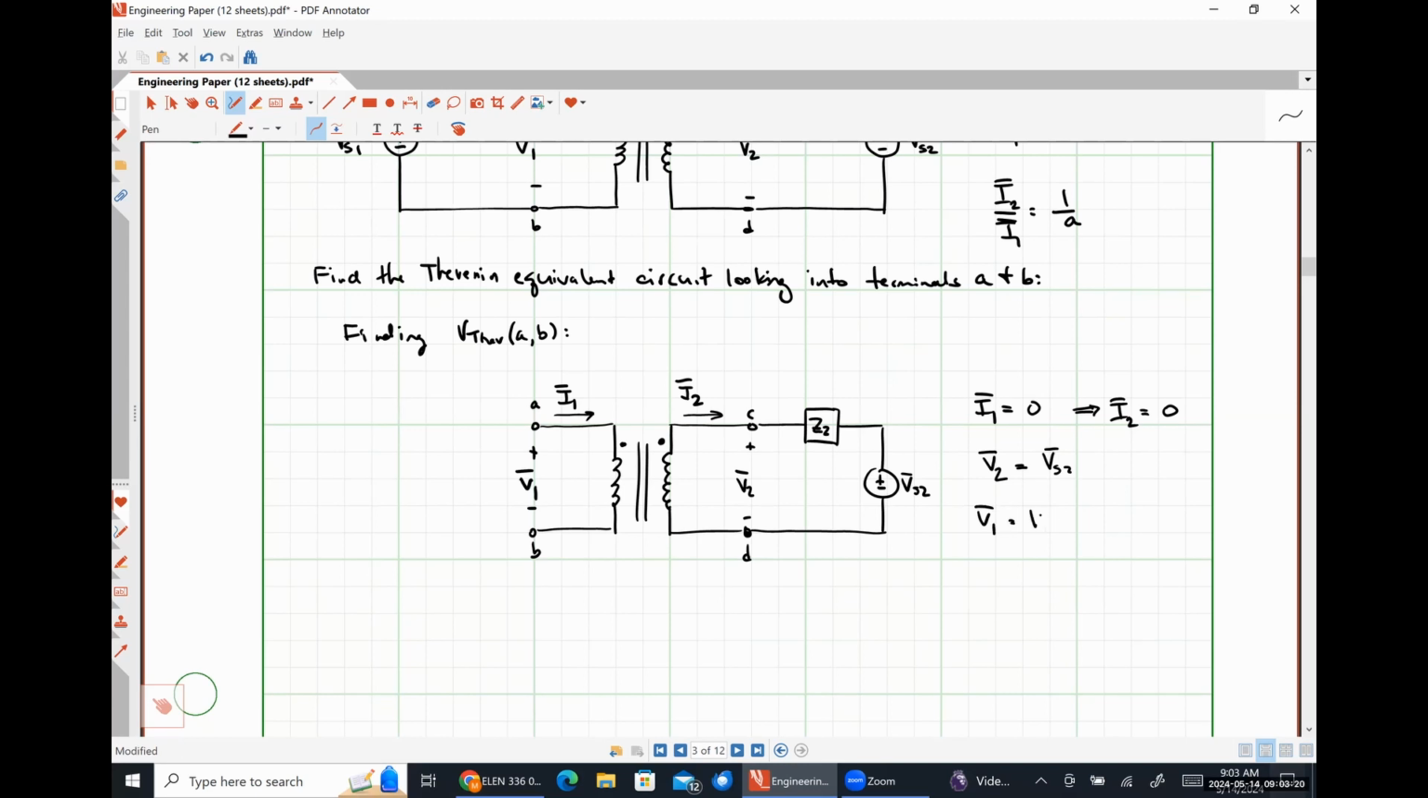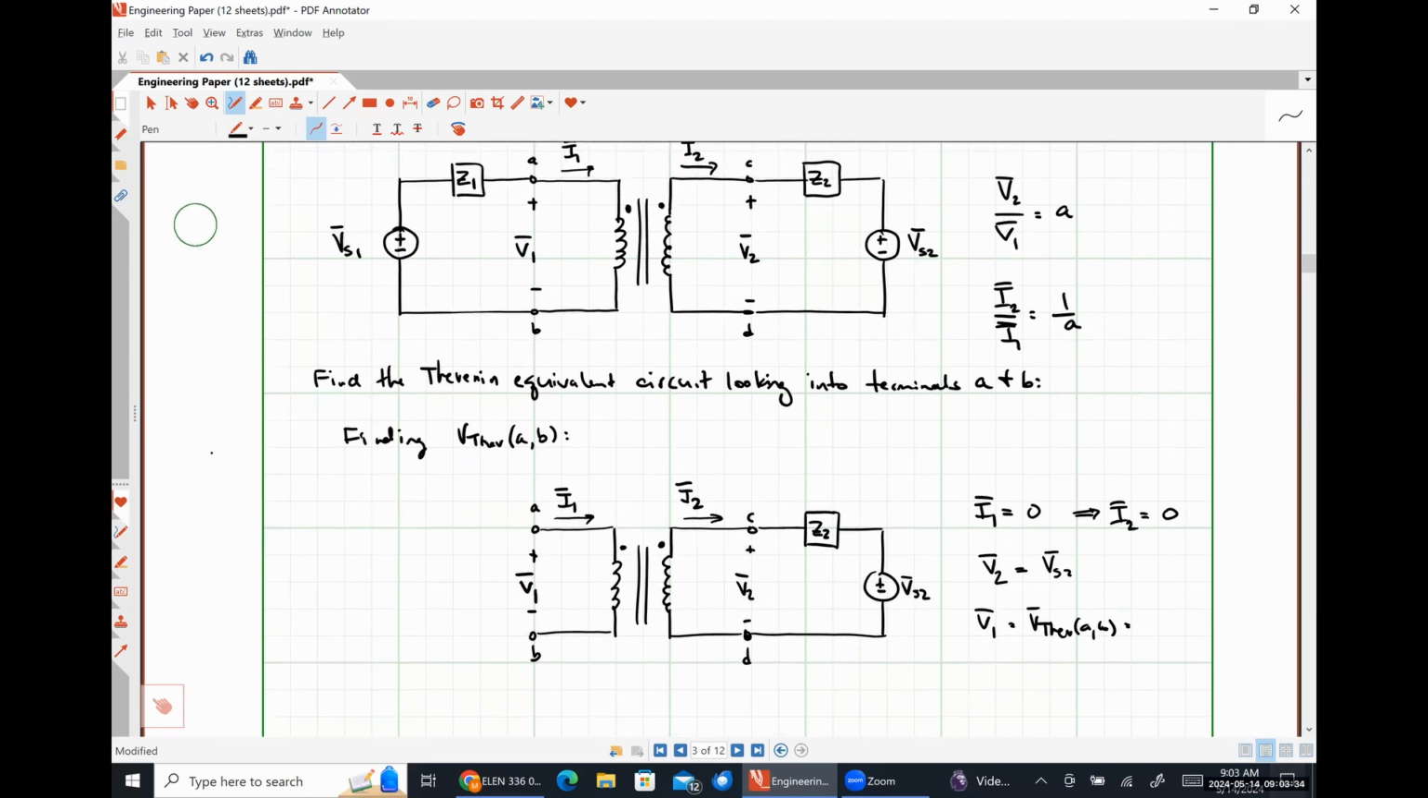Our voltage V1, which is the same thing as the Thevenin voltage looking into terminals A and B, will then be what? It's not going to be zero and it's not going to be the same. What does the turns ratio tell us has to happen? So V1 is just V2 divided by A. So we would literally just see VS2 over A.